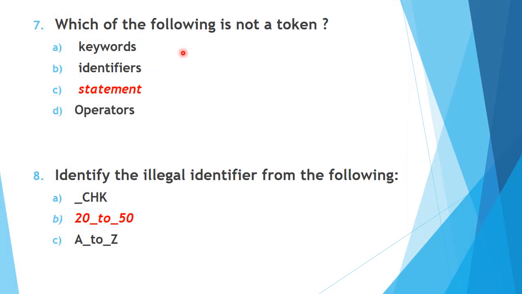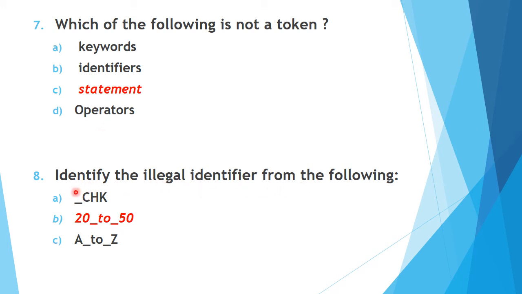Which of the following is not a token? You all know that, I explained tokens to you. Yes, keyword is also a type of token. Identifier is also a type of token. But statement is not a type of token. Operators are also a type of token. So which is not a type of token? Statement.